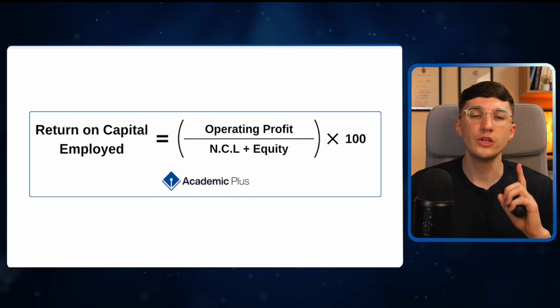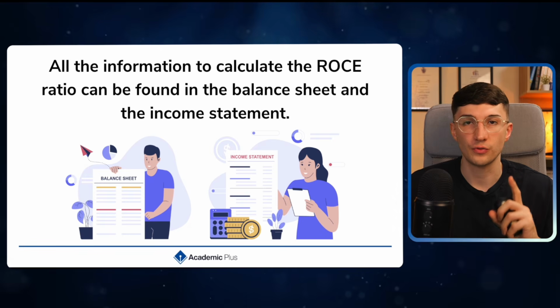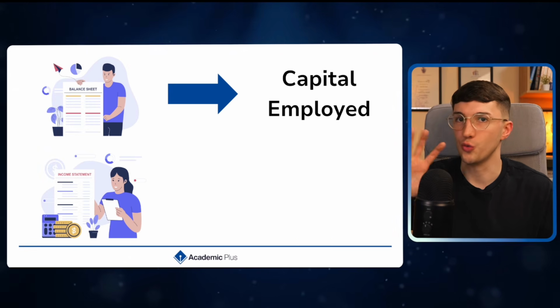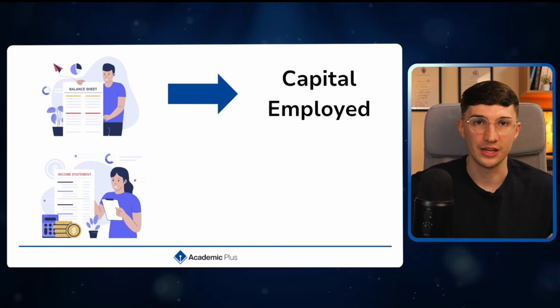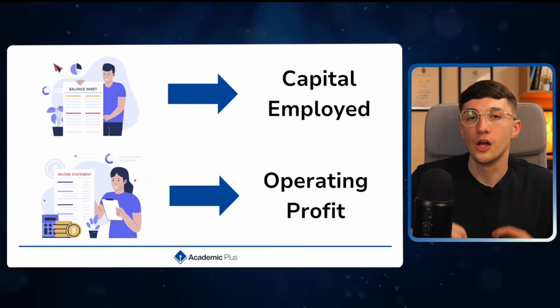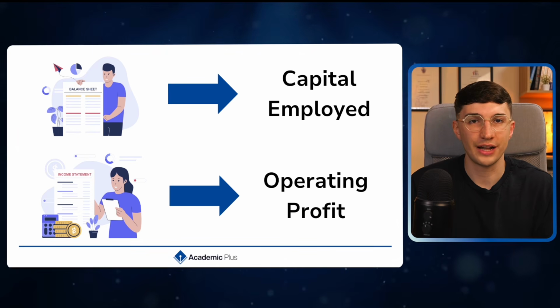Now this time, we're using information more than just from the balance sheet. From the balance sheet, this is where you get your capital employed, your non-current liabilities and your equity. But from the income statement is the operating profit. So we're going to need to know both financial statements.